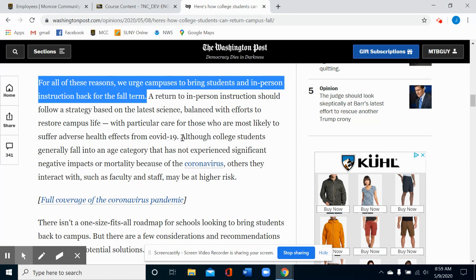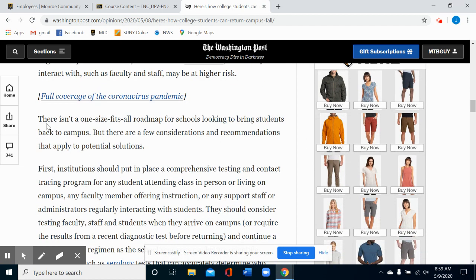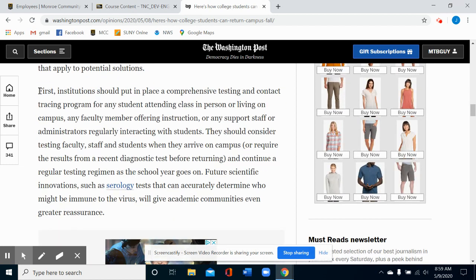You can see they use a subordinate conjunction right here, although, okay? And then they finalize their thesis by talking about there isn't a one-size-fits-all roadmap, but they are going to provide a roadmap for how we can accomplish bringing students back in the fall. So you can see some of these key words. First, institutions should, okay? This is what I'm looking for.